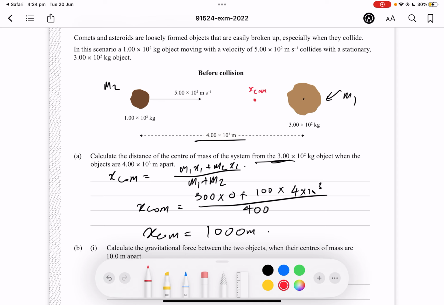And to do a sanity check of your answer, we see that the 300 kilogram object is much larger than the 100 kilogram object. So we expect the center of mass of the system to be closer to that of the larger object. So in this case, our sanity check does check out, and we should be reasonably happy with our answer here. So the correct answer here is an achieved.